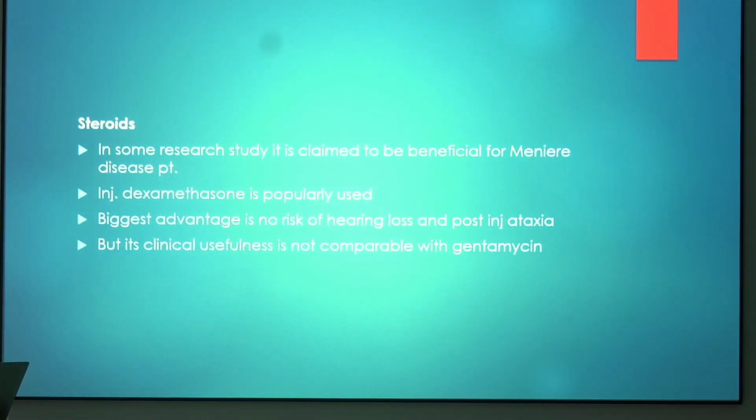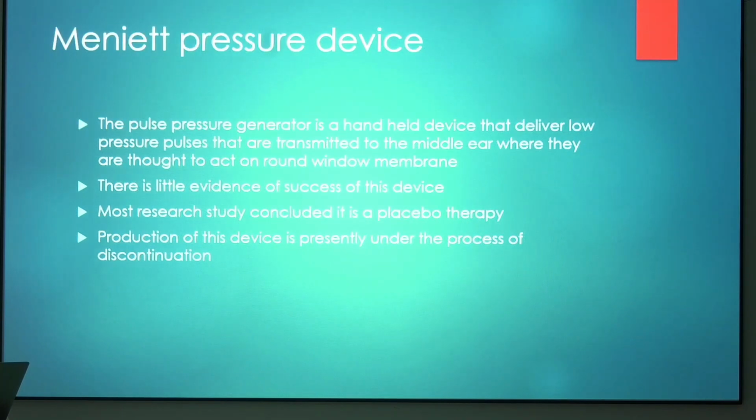Another drug, steroid, can be used as intratympanic therapy, but results are by no way comparable to gentamicin, so it is less likely to be used. We do not see this in routine use. The Meniett pressure apparatus device was used before, but nowadays it is proven that its role is no more than a placebo, so the production of this device has even been discontinued. Otherwise, it was very prevalent in the US.